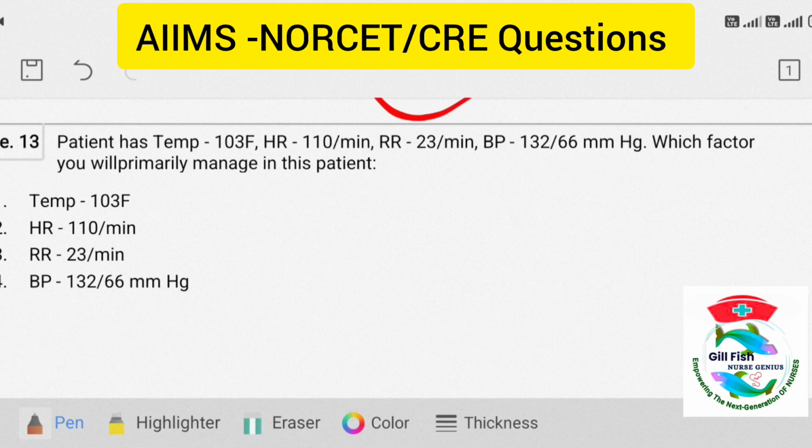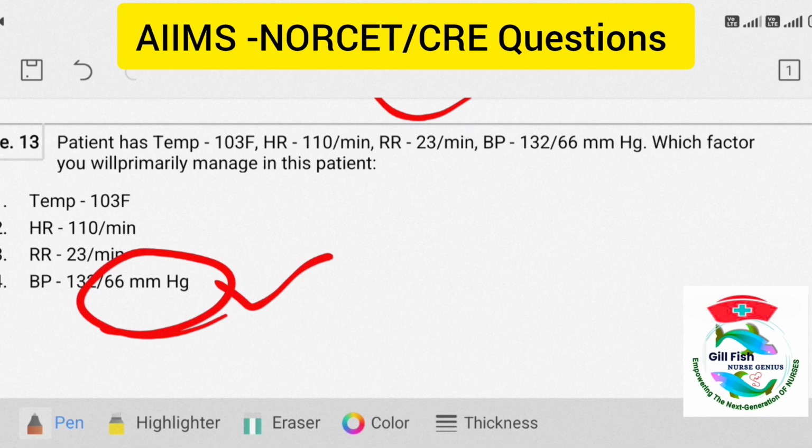So what is the priority needed for the patient? As in previous questions we have seen the temperature, and for this patient what do we have to do? Here also you have to monitor which factor will be primarily managed. It should be the BP, because the BP is going to be 130. So option 4 will be the correct answer.